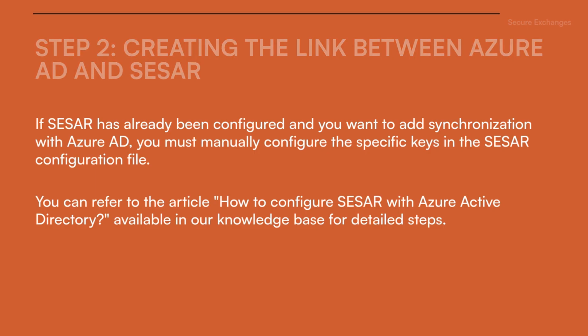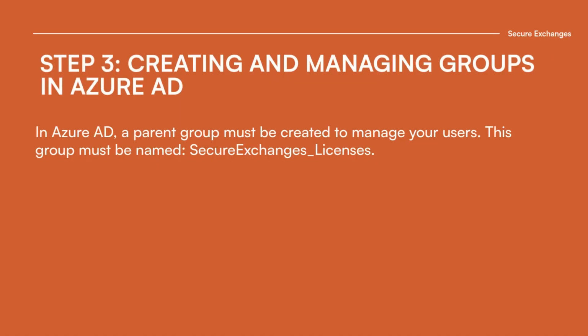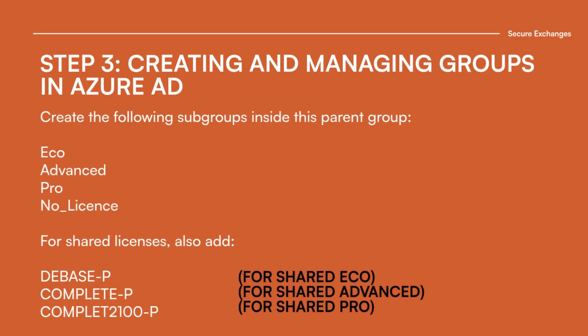Step 3. Creating and managing groups in Azure AD. In Azure AD, a parent group must be created to manage your users. This group must be named Secure Exchanges_licenses. Then, create the following subgroups within this parent group: Eco, Advanced, Pro, No_license.